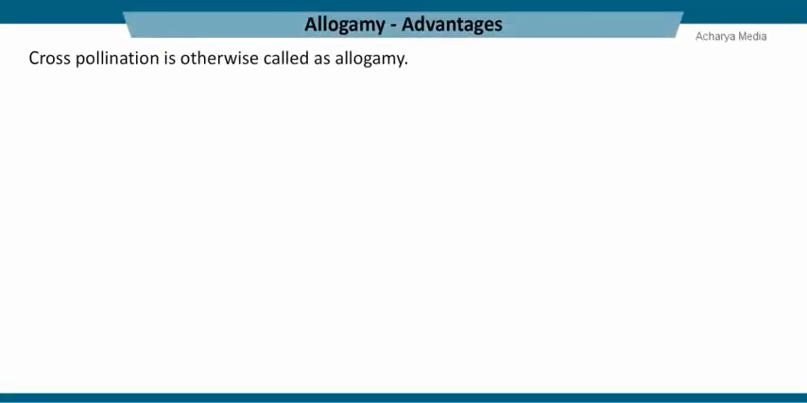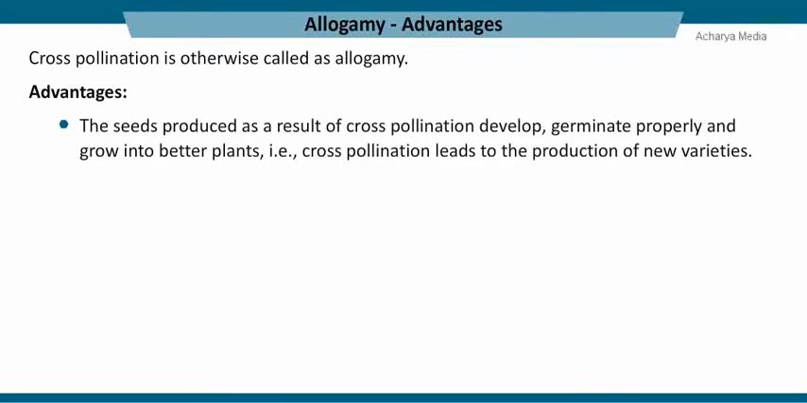Cross-pollination is otherwise called allogamy. Advantages of cross-pollination: the seeds produced as a result of cross-pollination develop, germinate properly and grow into better plants. That is, cross-pollination leads to the production of new varieties. More viable seeds are produced.